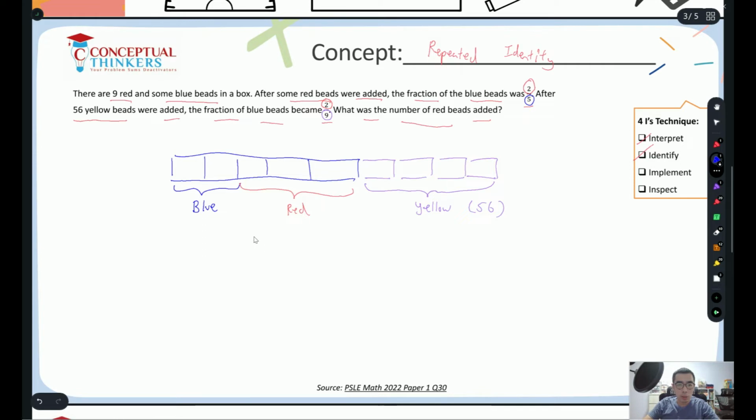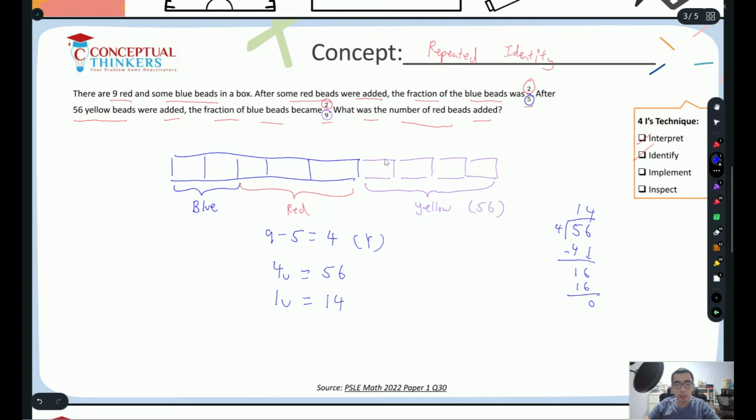So what I did was I take 9 minus away 5 to notice that there will be an increase of 4 units for yellow, because yellow actually added in. So these 4 units will be actually linked with my 56. So 1 unit, right, will be 56 divided by 4. So I'm going to get 14. So this will be 14.